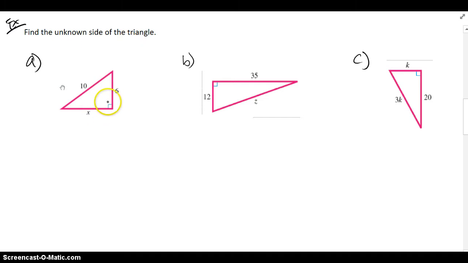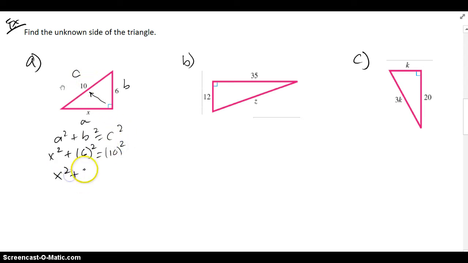Right off the bat we know that this must be our C because it's across the 90-degree angle. I can call this A and this B. It doesn't matter which one I call A, which I call B. So I relate them with the Pythagorean formula or theorem. A is this unknown length x, B is the one I already know, 6 squared, and C I already know as well, it's just 10, so that's 10 squared. It's going to give me x squared plus 36 equals 100.